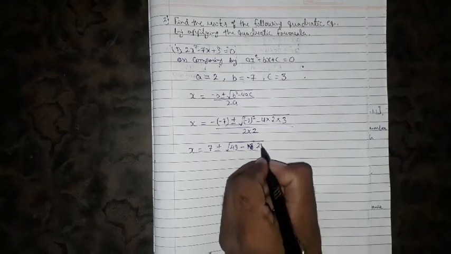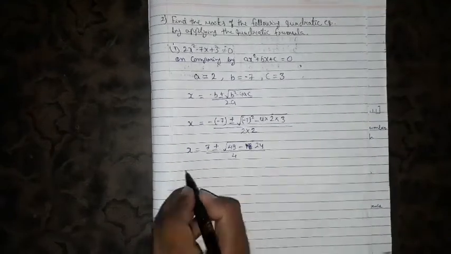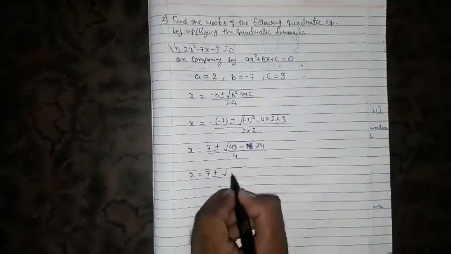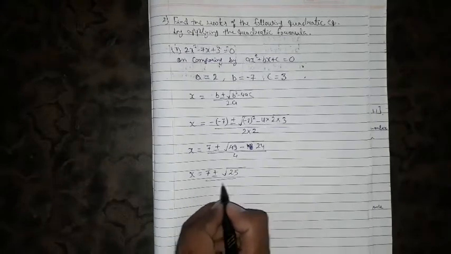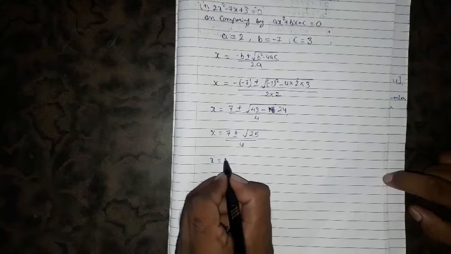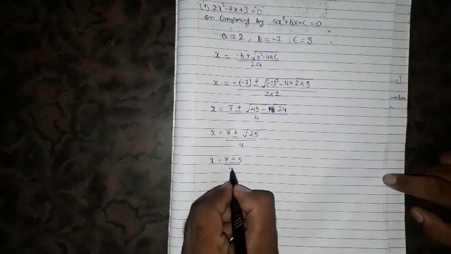Wait, 4 times 6 is 24. So 24 upon 2 into 2, which becomes 4. x equals 7 plus minus root of 49 minus 24, which becomes 25, upon 4. So then we'll get x equals 7 plus minus square root of 25, which we know is 5, upon 4.